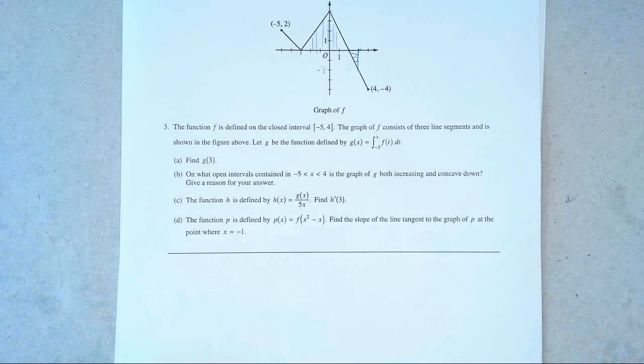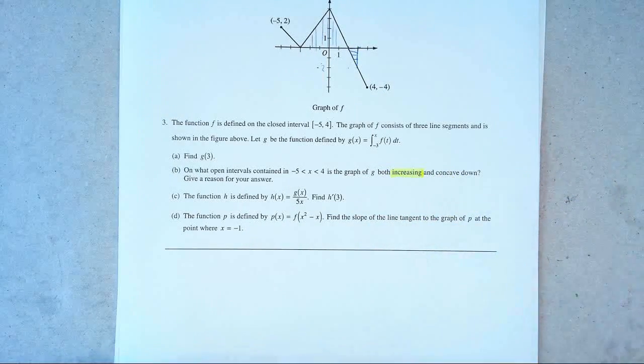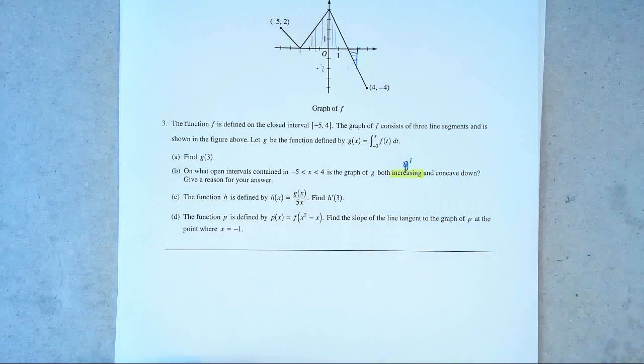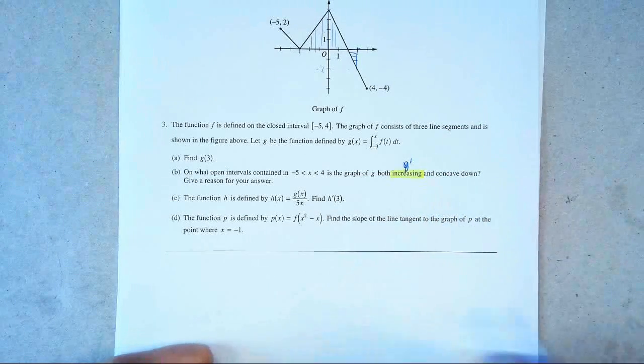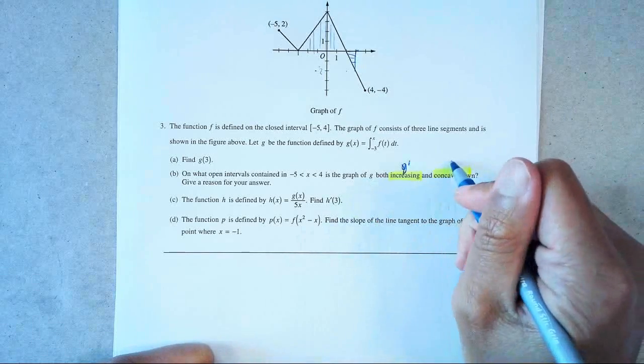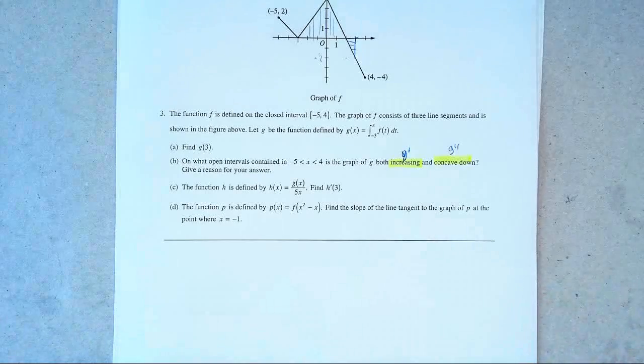Well, in part B, the question says, on what open intervals contained in -5 to 4 is the graph of g both increasing and concave down? Well, this is the part where we look for our key words. Increasing, concave down. We know it's increasing when you have to apply a derivative, because whenever you do y prime, or in this case g prime, it's always derivative. And then concave down would mean concavity, which is only found by applying the second derivative of g, which would be g double prime. So once you know that, then you go ahead and actually set it up.